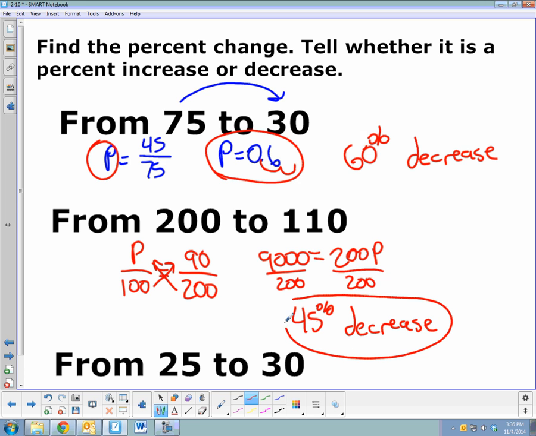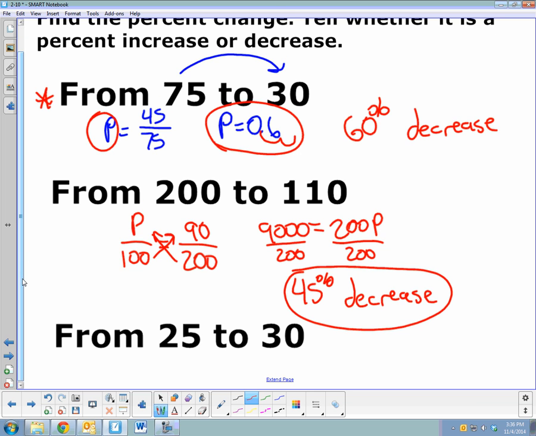So if you did it with the equation, the same way I've been doing them so far, P equals 90 over 200, and you divided and got a decimal, you should have got 0.45. And then you changed it to a percent and got a 45% decrease. But you can do it in both ways, either as an equation with a decimal or as a proportion, where the percent is a fraction.